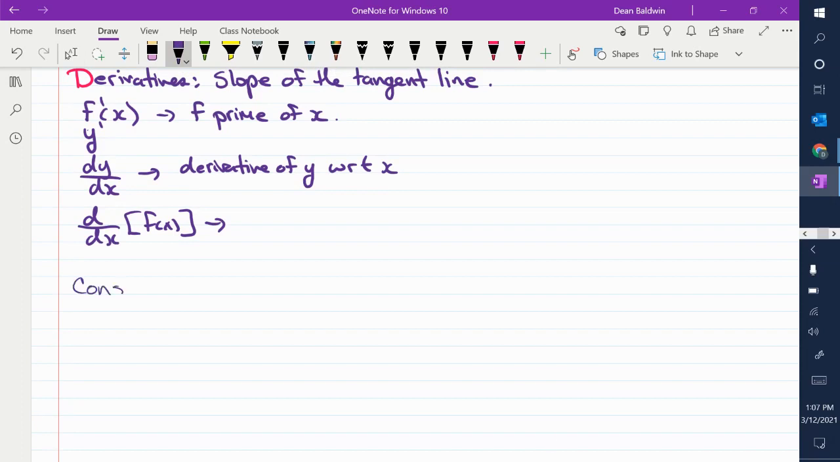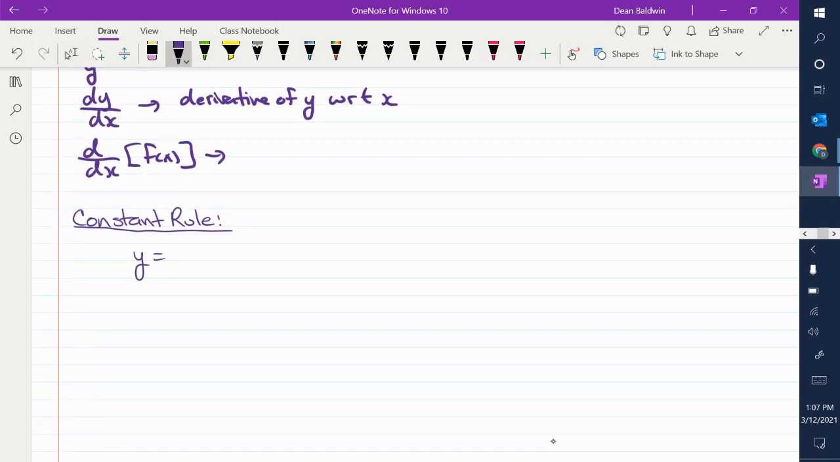Okay, so then we'll talk about the constant rule, which is kind of intuitive after what he showed you today. If we have y is equal to c, where c is a constant, what does that graph look like? Horizontal line, right? At c. What's the slope of that line? Zero. Therefore, y prime would equal zero, because the derivative of any constant is zero. It's saying, what's the slope of the line? The slope of that line is zero. That's all it's saying.